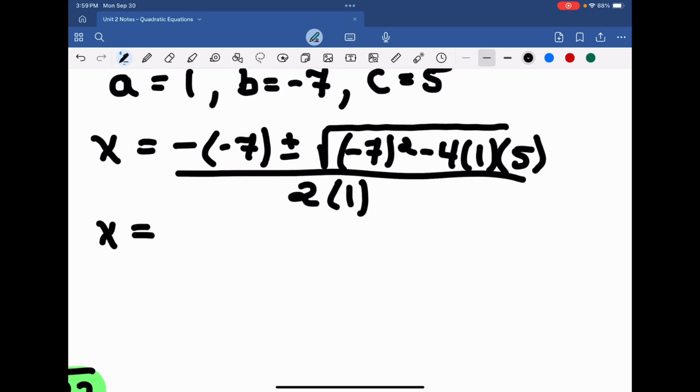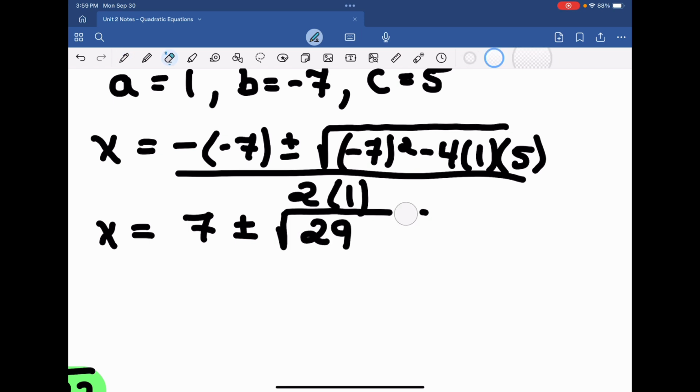Now let's do a little bit of work with this. x is equal to negative negative. Negative times negative is a positive 7, plus or minus the square root of 7 squared, which is 49. 49 minus 20 gives us 29 under the radical. There we go, all divided by 2.